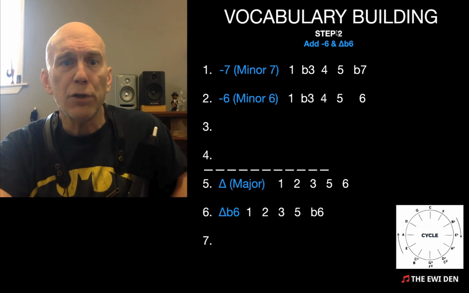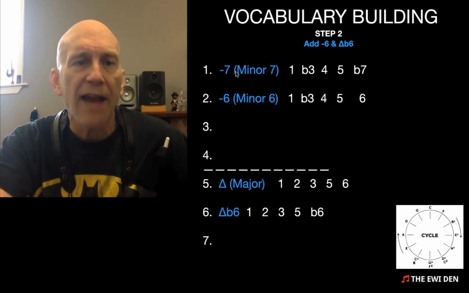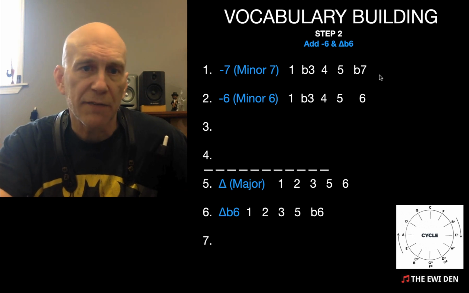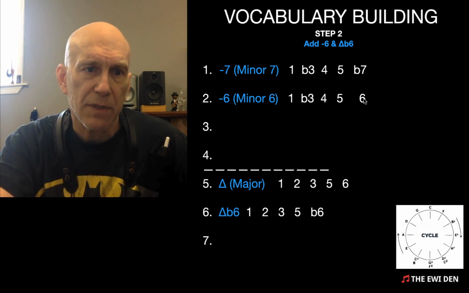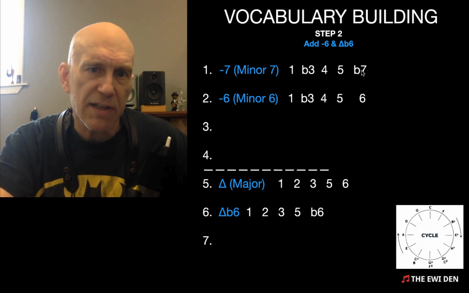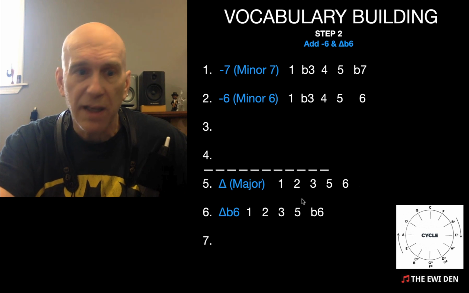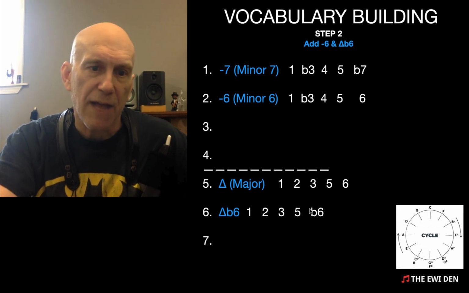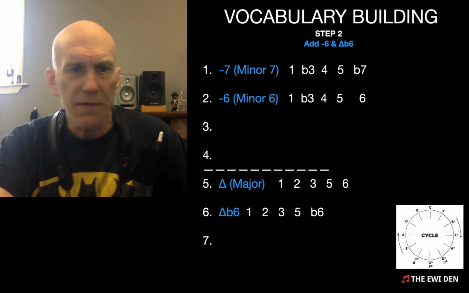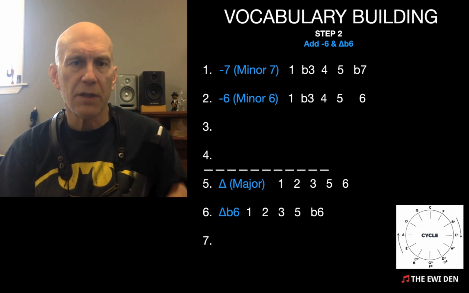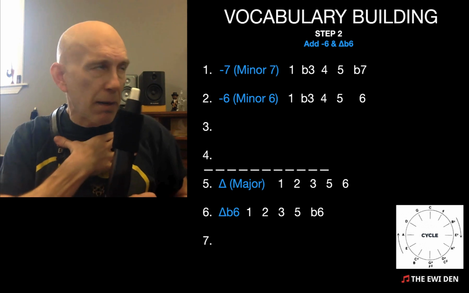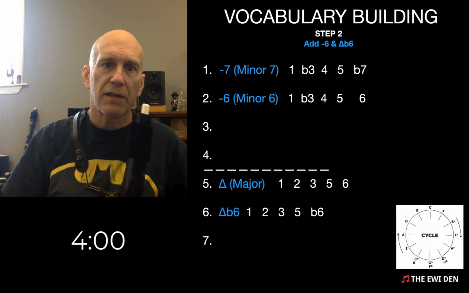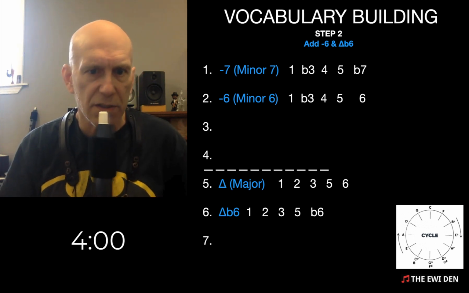So step two is going to be adding the minor sixth pentatonic. If you remember, we're just changing this flat seven to a six, right? So we play D minor seven pentatonic, D minor six pentatonic, D major pentatonic, and then D major flat six pentatonic. So it's giving you some good focus on the six, which is great. And I would just play them the same way. This would probably take 20 seconds to do.